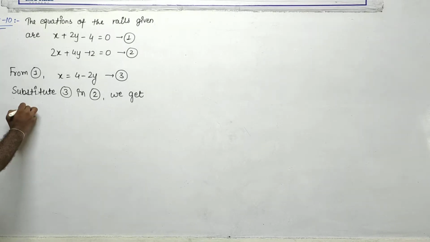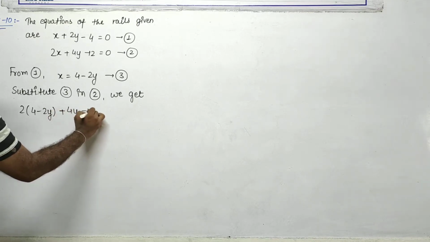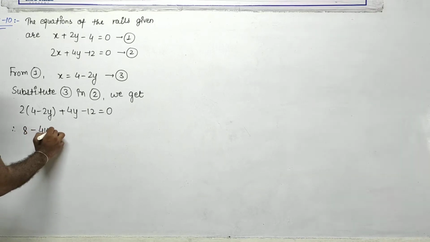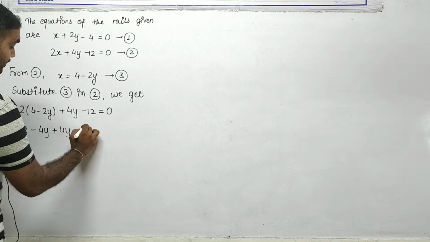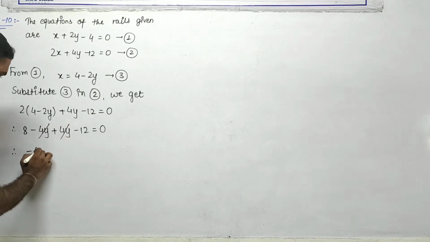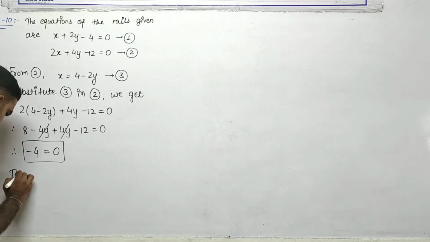We shall get 2 into 4 minus 2y plus 4y minus 12 equal to 0. Simplify this. 2 into 4, 8 minus 2 into 2y, 4y, plus 4y minus 12 equal to 0. The minus 4y and plus 4y cancel. Like 8 minus 12 is equal to 0, that is minus 4 equals 0. Is this statement true?